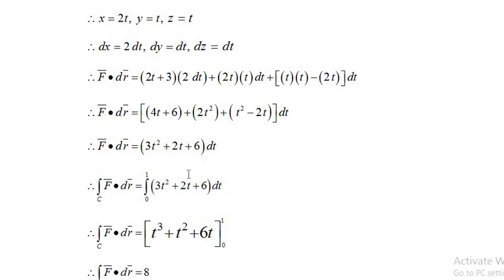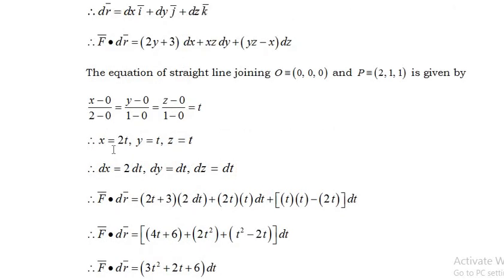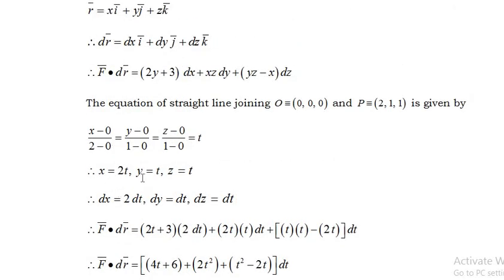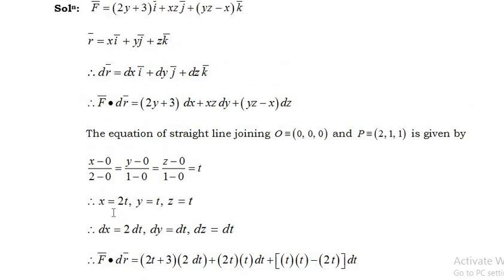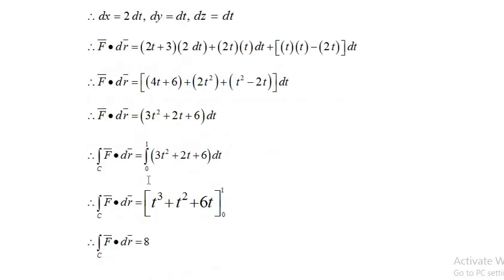What should be the limits of t? Now see, you can go with x or y or z. If you say x equal to 2t is from 0 to 2, so t must be from 0 to 1, or y and z both are equal to t, so y is from 0 to 1, z is from 0 to 1, so t must be from 0 to 1. Hence the limits of t are 0 to 1.